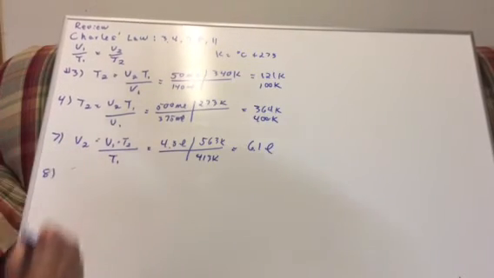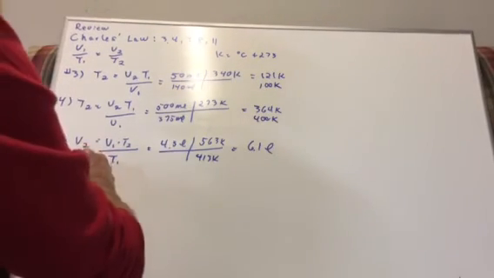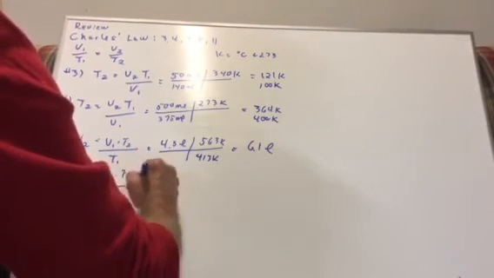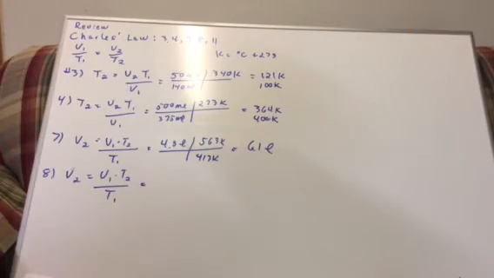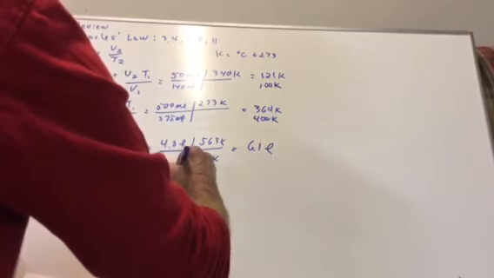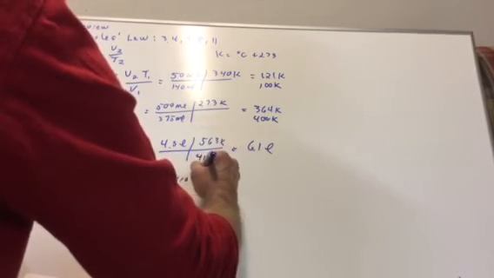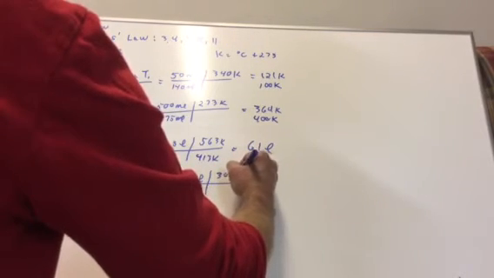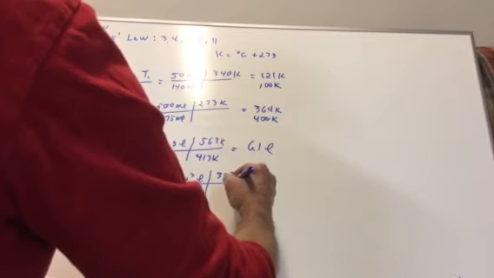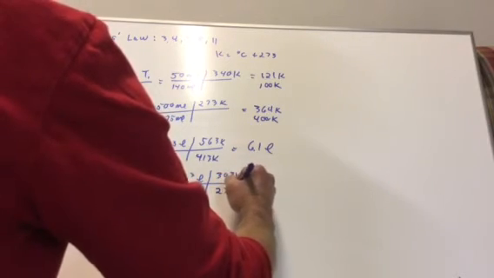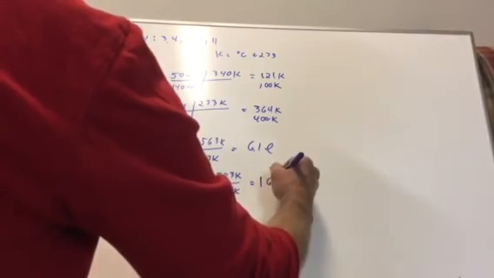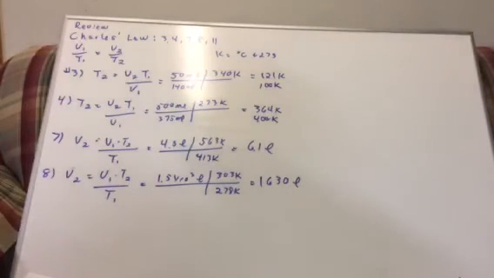And number 8, again you're solving for V2. So it's going to be V1 times T2 divided by T1. And so your volume is 1.5 times 10 to the third liters. T2 is 303 Kelvin, and T1 is 278 Kelvin, and your answer is 1,630 liters. And yes, 3 significant digits is correct in that particular one.